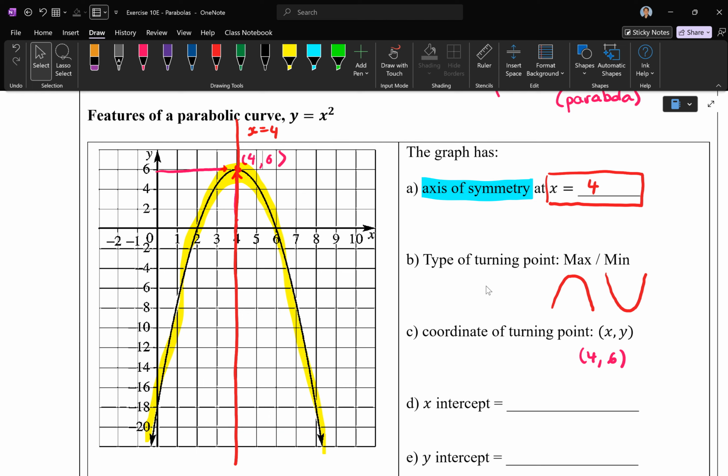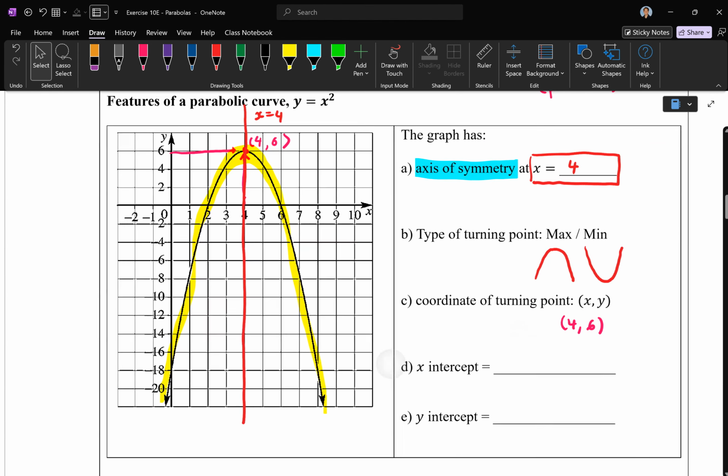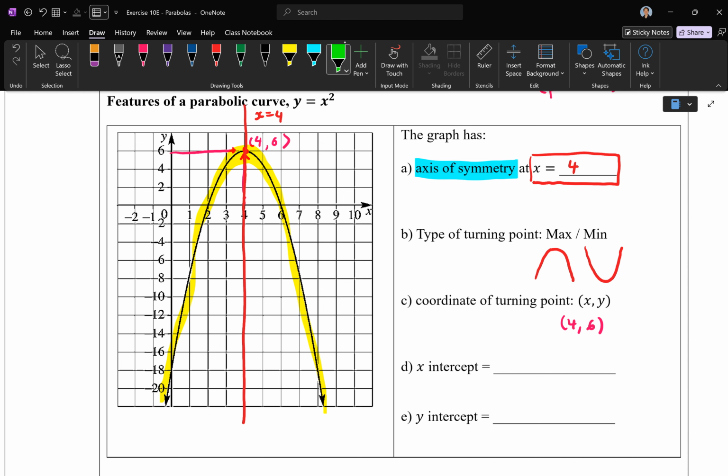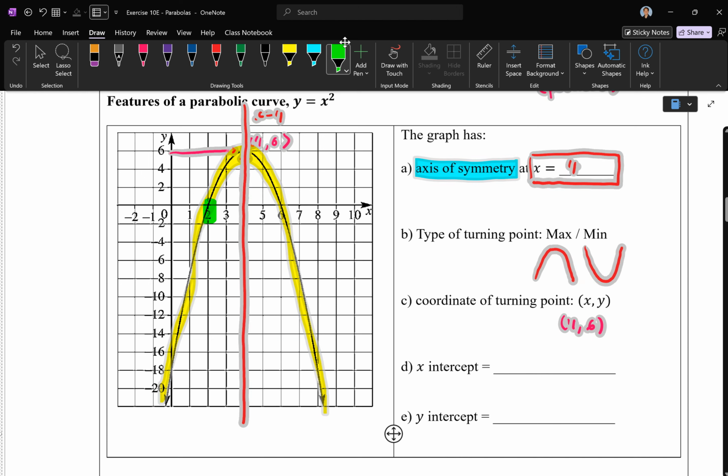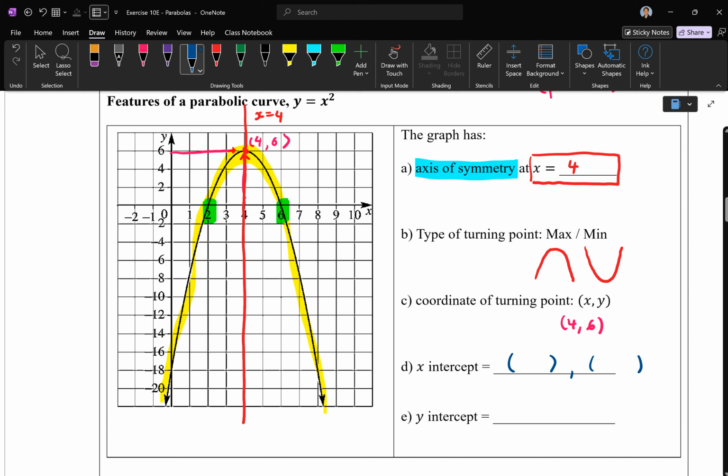Turning point you already figured out: where is the point where it reaches maximum and minimum? The last two are pretty straightforward, very similar to linear graphs again. Where does this graph intersect the x-axis? So x-intercept: looking at the graph, where does it intersect the x-axis? Have a look at your graph. It's on your sheet. Yes, 2 and 6. But you never write just 2 and 6. You have to write the coordinates. How do I write the coordinates of the x-intercept? I can see it crosses the x-axis at 2 and 6. What are my coordinates?